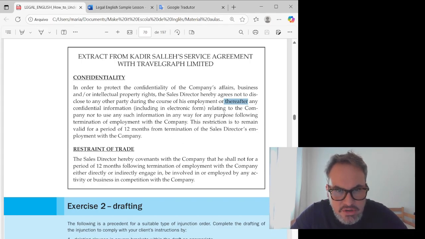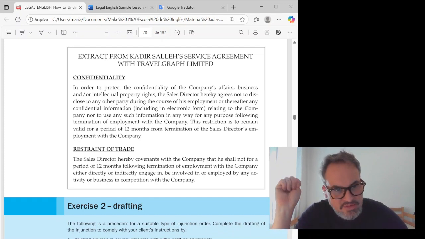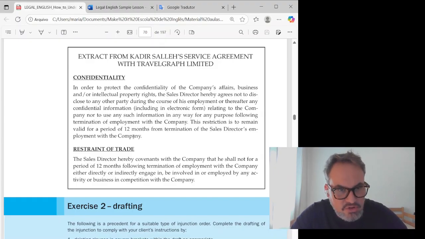Confidential information relating to the company, nor to use any such information in any way for any purpose following termination of employment with the company. So he couldn't use that information anyway after the termination of his contract, okay, the end of his contract. This restriction is to remain valid for a period of 12 months from termination of the sales director's employment with the company. All right. Restraint of trade.